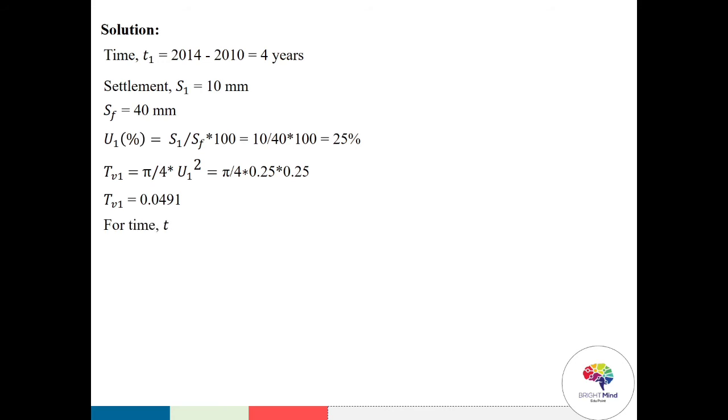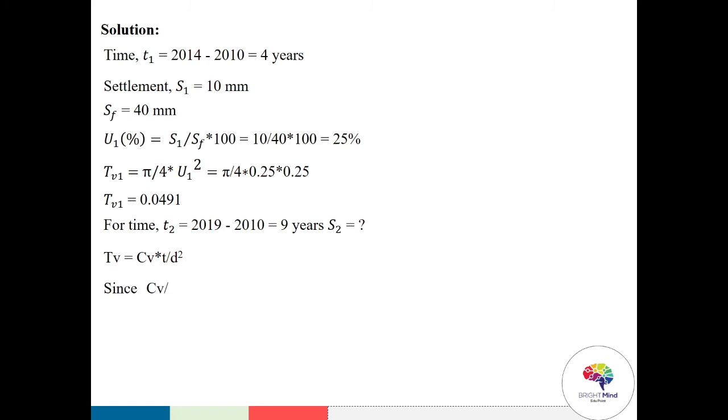Now, if the time is 9 years, in which we are expecting the settlement in the year 2009, that is exactly 9 years after construction, corresponding to this time duration we have to find out the settlement, that is represented by S2. So we know the time factor TV is equal to CV into T upon D square, where D is the drainage path, T is the time required, and CV is the coefficient of consolidation.